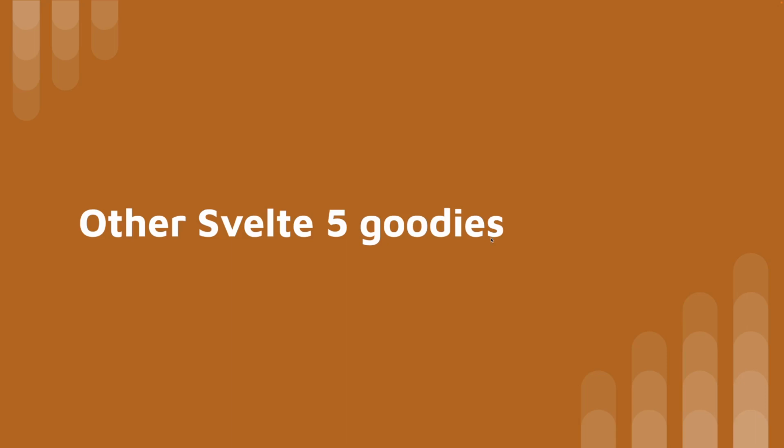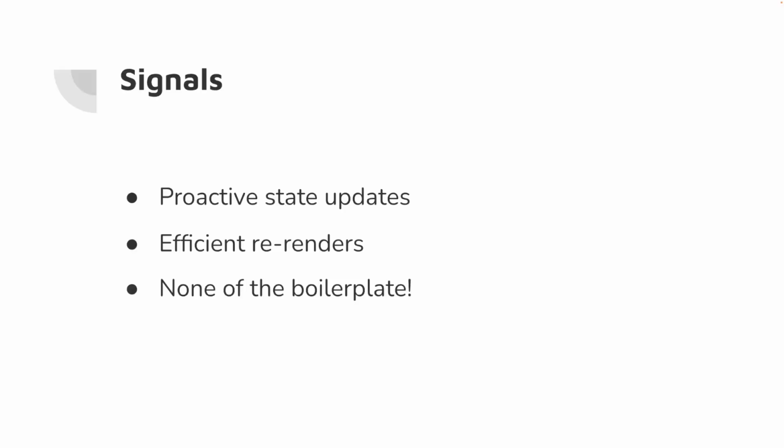Okay, that's it for the runes. That's really it. But there are other Svelte 5 goodies that go along with the runes. One of them is signals. So the state rune does create signals, which is a new way to achieve proactive state updates and efficient re-renders, but also with none of the boilerplate. I don't have a bad example of signals, but let's just say instead of writing 2 or 3 or 4 lines of code to set up every individual signal, you can do that with a single rune. And this should achieve those really ridiculous benchmarks you saw earlier when it comes to runtime performance and rendering.